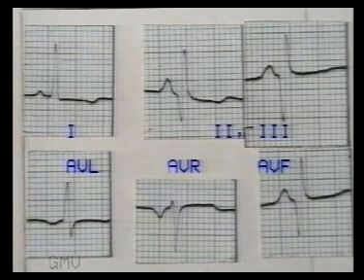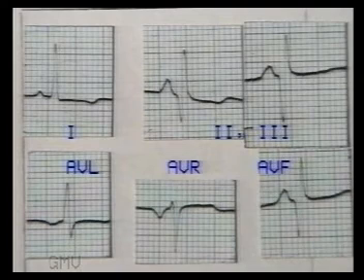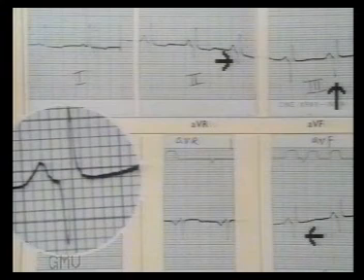In this ECG strip, note the deep Q waves in leads 2, 3 and AVF. The ST segment is isoelectric and there is no T wave inversion. So this is an old inferior wall infarct, at least 3 months old.